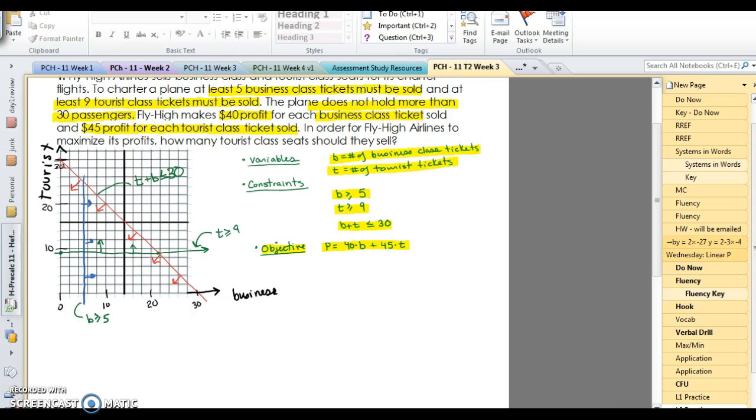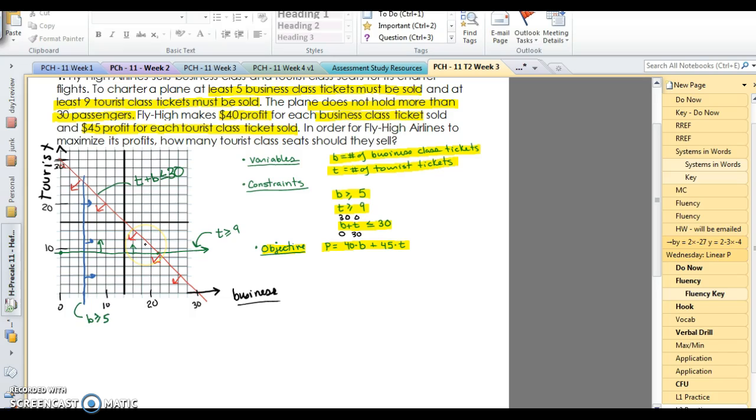I've taken a random graph and turned it into one that should work. I've labeled business as the x-axis, tourist as the y-axis, and I've gone by 2s to get all the way to 30, because again, when business is 0, T has got to be 30, and when tourist is 0, B has got to be 30. The intercept method is often really helpful in graphing these linear programming graphs.